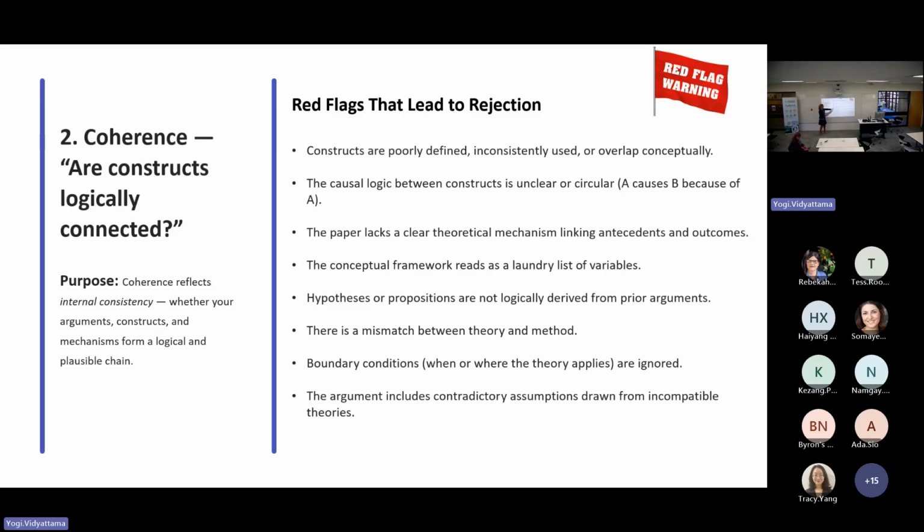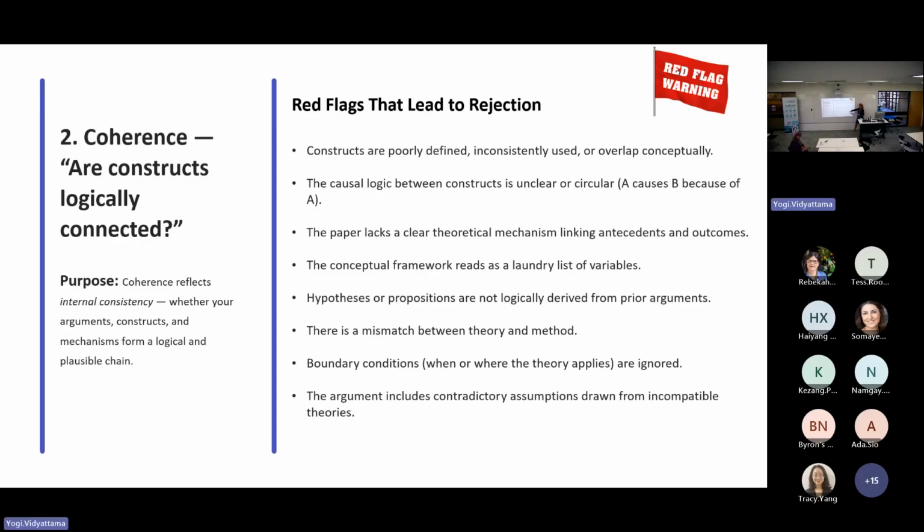That's another big one. It reads like a laundry list. We just put in all these concepts, and whatever worked, we put in the model. Whatever didn't work, we didn't include it, right? There needs to be a theoretical reasoning for the way these variables are being put together in a framework. Hypotheses or propositions, if that's what you're going for, are not logically derived from prior arguments, and that is a big problem as well, especially in the hypothesis development section, where the literature being reviewed or the arguments being made are not directly linked to whatever you're hypothesizing.